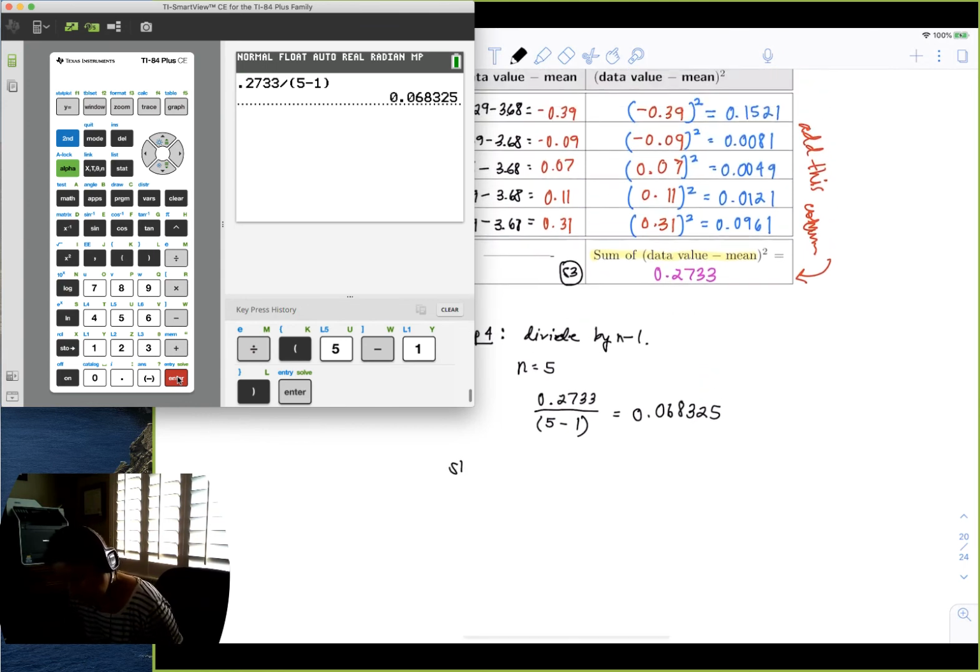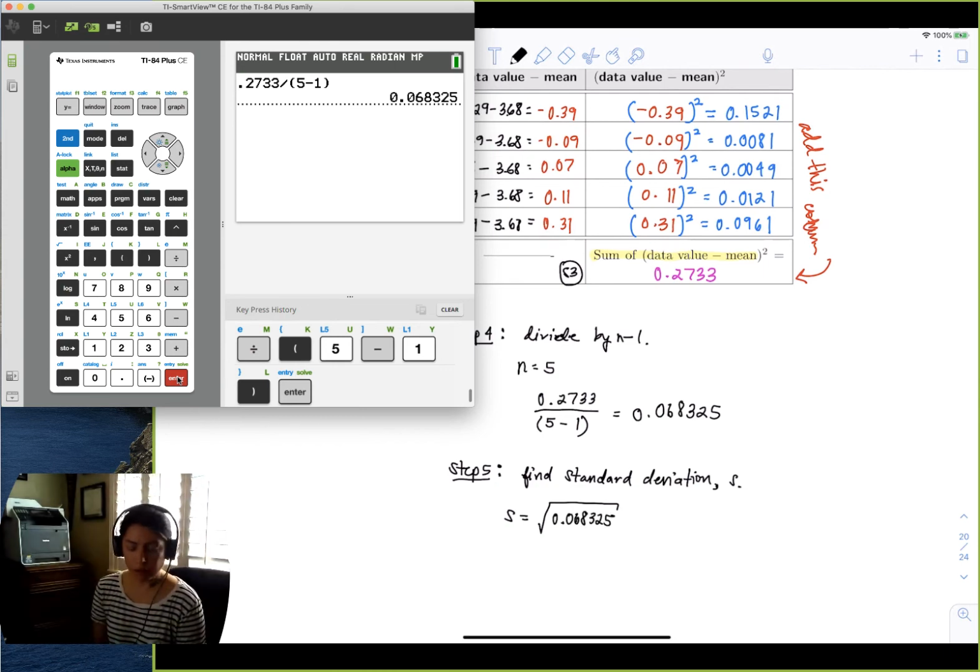Okay, and so then step 5 would be to take this value and find the standard deviation. In this case, it's a sample, so s. So s will just be the square root of 0.068325. And don't round right now. Don't round this number off. As we said in the beginning of this chapter, round in the end. Always round in the end.